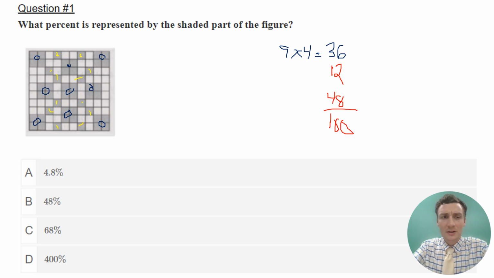Now, the big thing here when I look at these answers is even if I somehow forgot this, I know that A is wrong because it's not that small. It's closer to half. And it can't be 400% because I can't shade a square more than once, right? That would be like saying I shaded everything 4 times. That's crazy. So the answer is B.